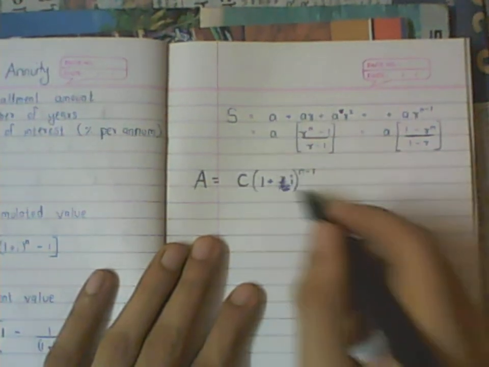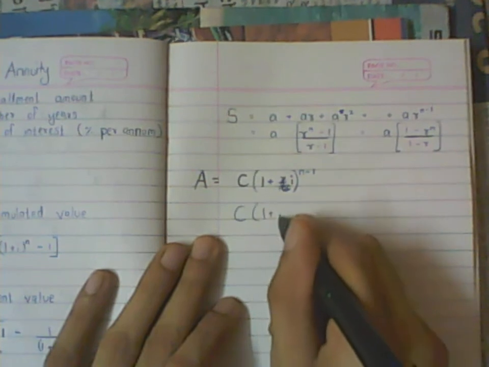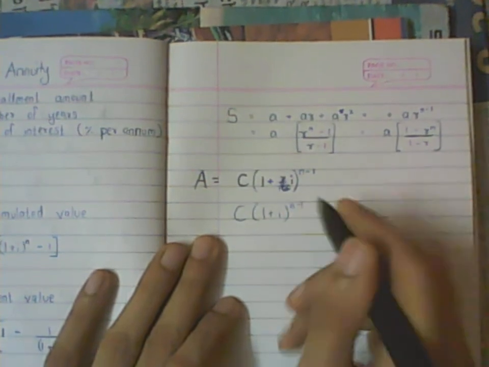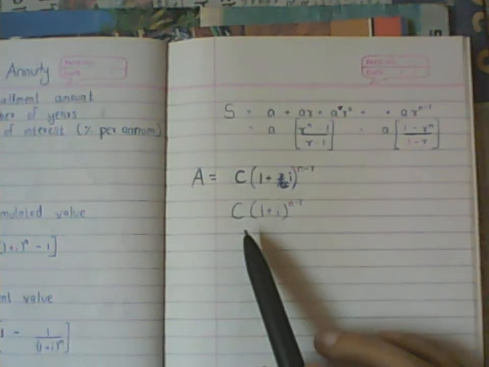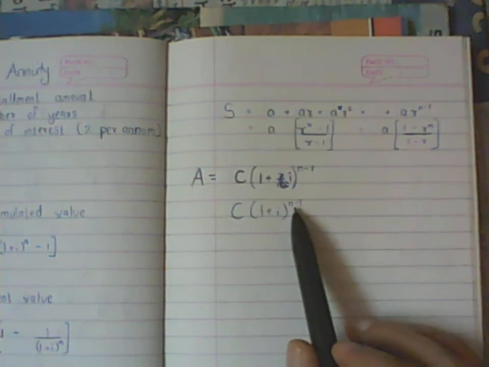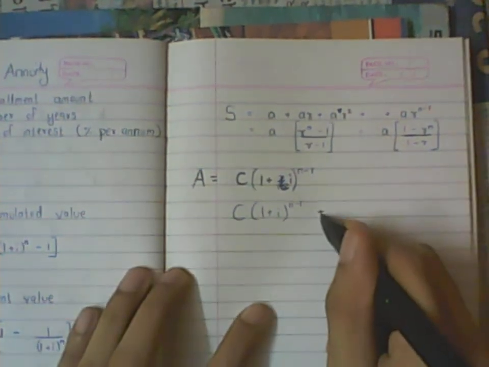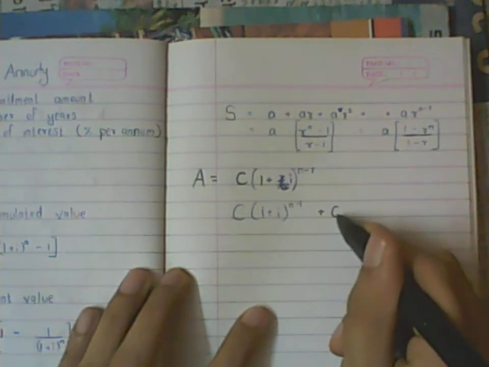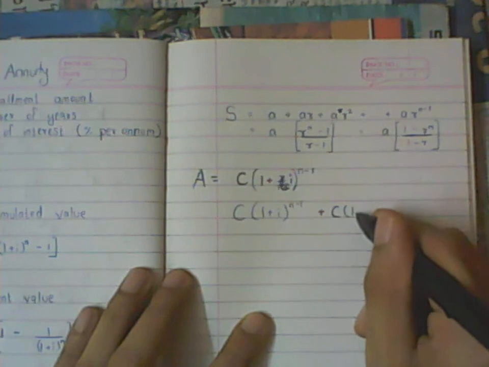So if I were to write this properly, it would be C into 1 plus I raised to n minus 1. Remember n minus 1 because my first installment will get interest calculated on that for n minus 1 years. Now for the next installment, I'll have the same installment again, but this is at the end of the second year. So interest will be calculated on this for the remaining n minus 2 years.